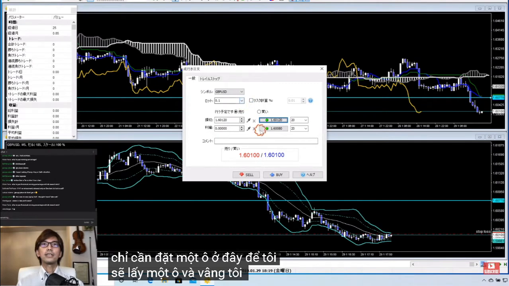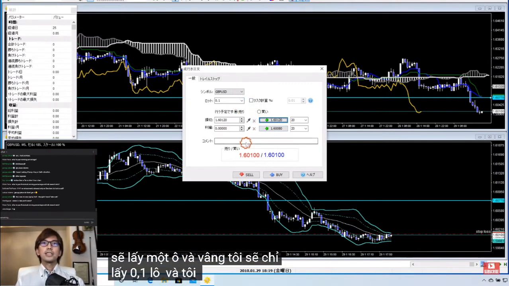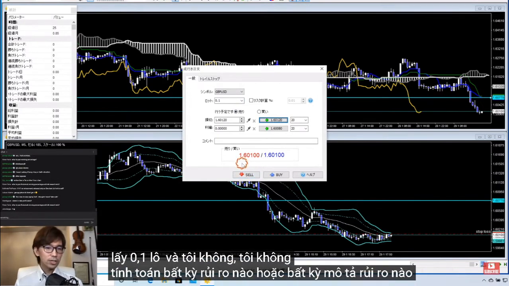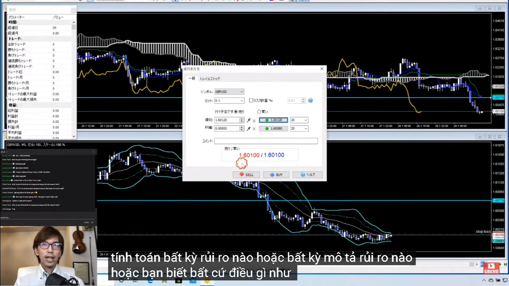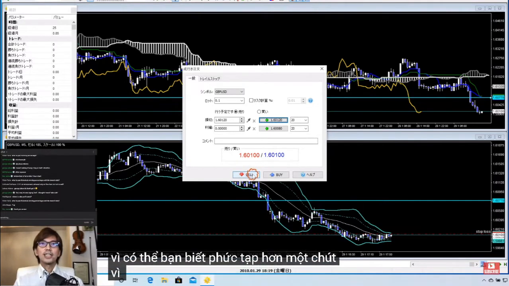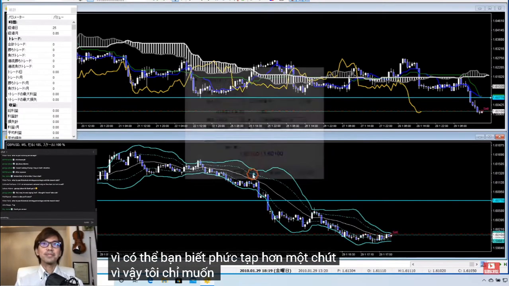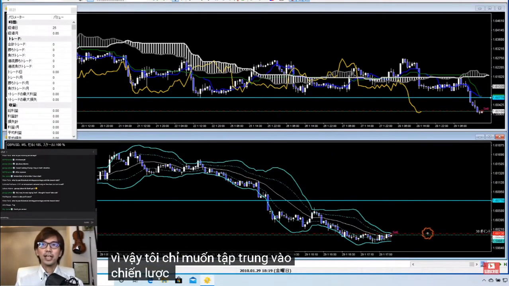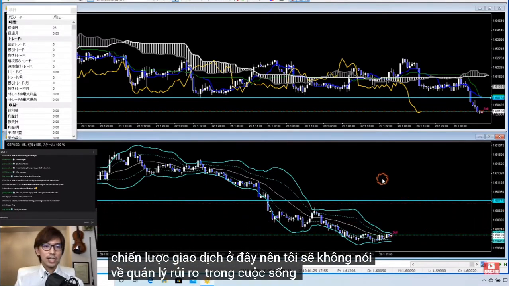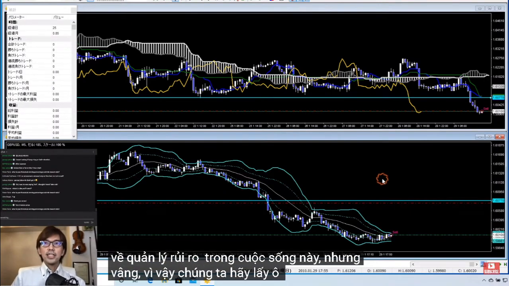And yeah, I will just go for a 0.1 lot. And I don't calculate any risks or any risk per trade or anything like that, because it might be a little more complicated. So I just wanted to focus on trading strategy here, so I won't talk about risk management in this live. But yeah, so let's just take sell here.